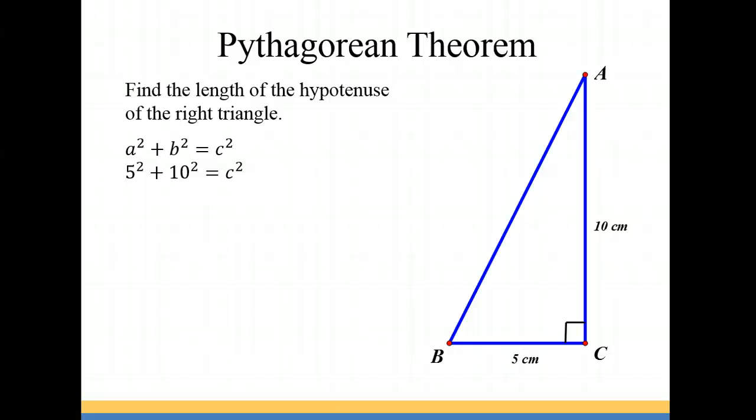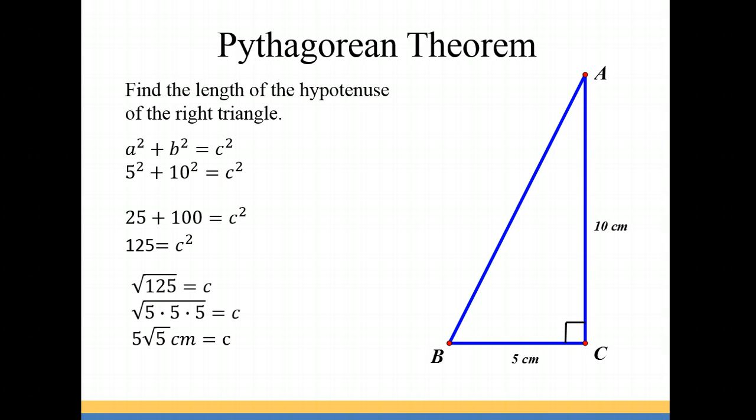So we have 5 squared plus 10 squared, which is 25 plus 100 equals our c squared, or our hypotenuse squared. Always do the exponents before the addition. So we have 125 equals c squared. And then we have to take the square root of both sides of the equation to isolate c. So c is equal to the square root of 125.